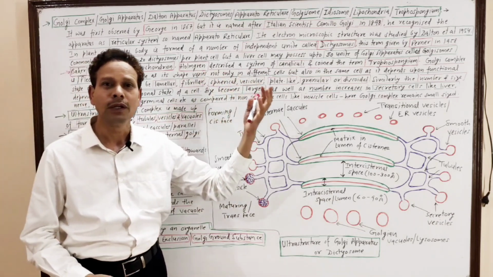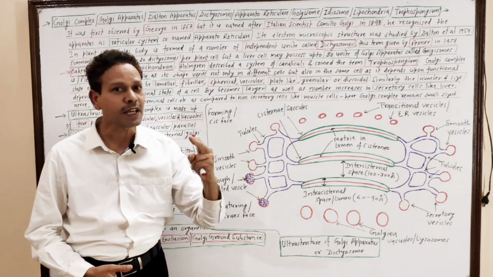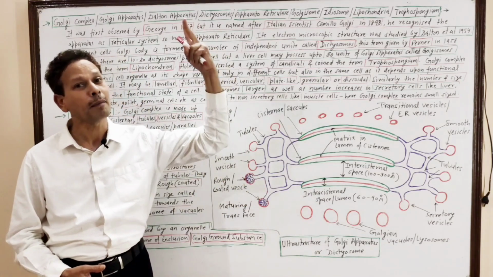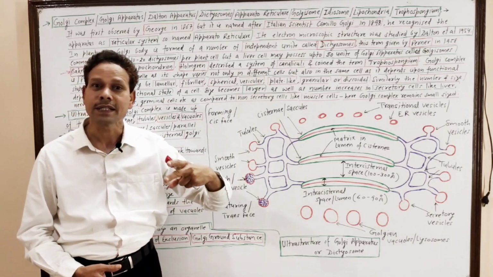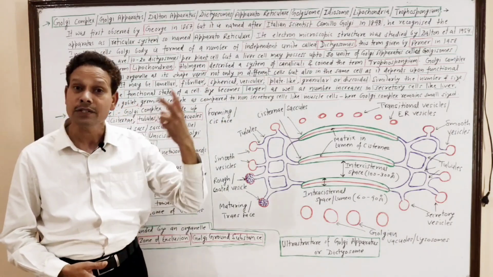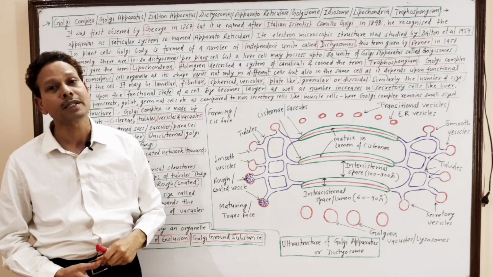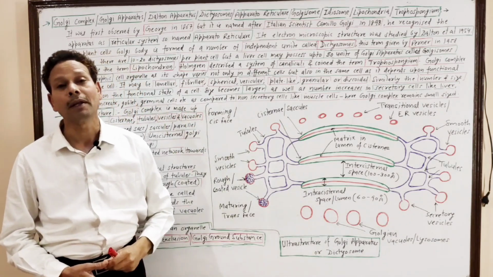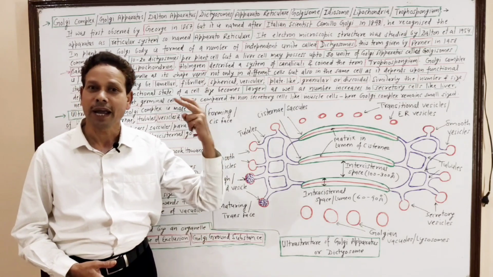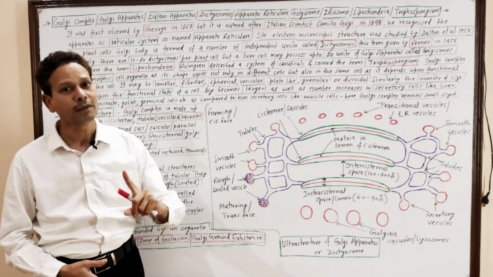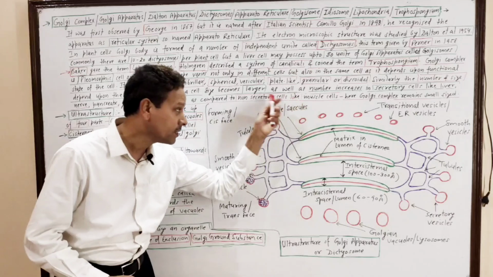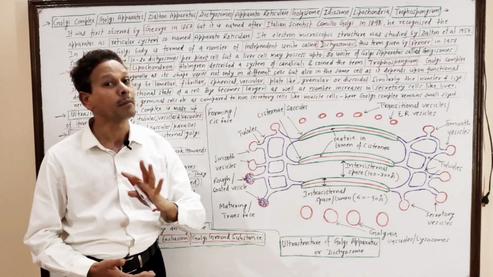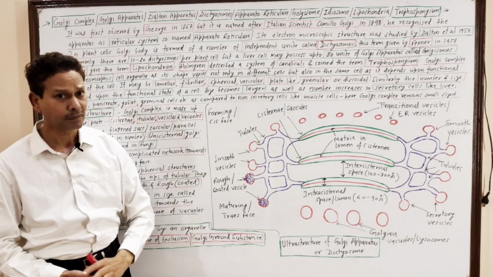Before this topic, we have already discussed in this chapter of cell biology, mitochondria, a double membrane cell organelle, nucleus, a double membrane cell organelle, plastids, chloroplast, double membrane cell organelle. But the organelles which are unit membrane bound are endoplasmic reticulum, ER, lysosomes, as well as this Golgi apparatus. It is a unit membrane bound cell organelle.